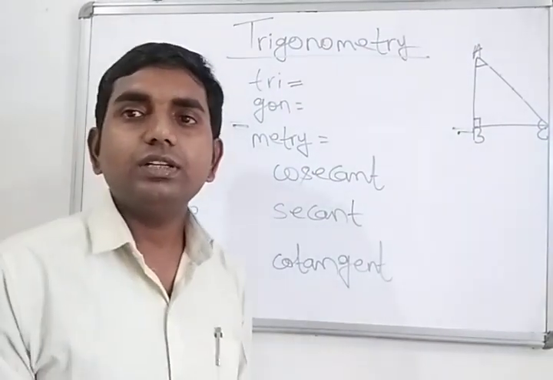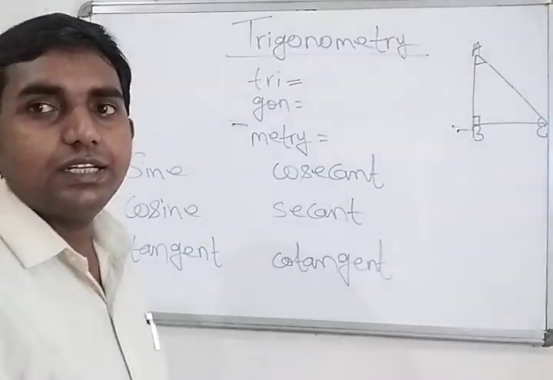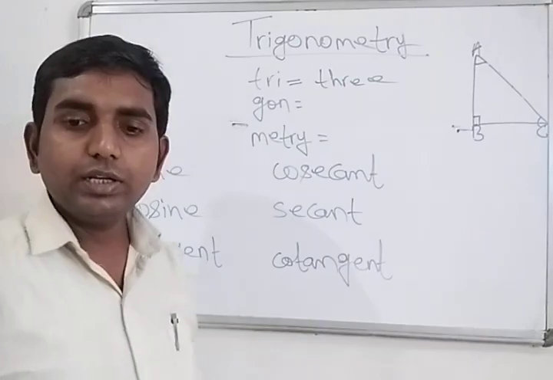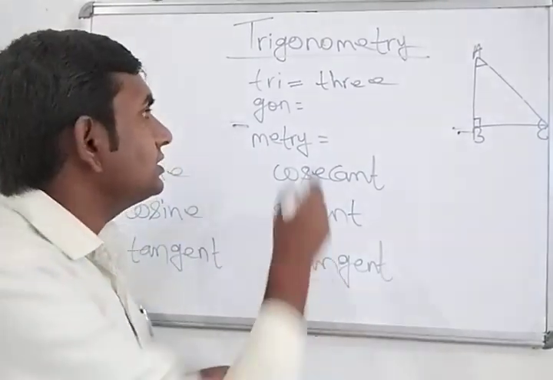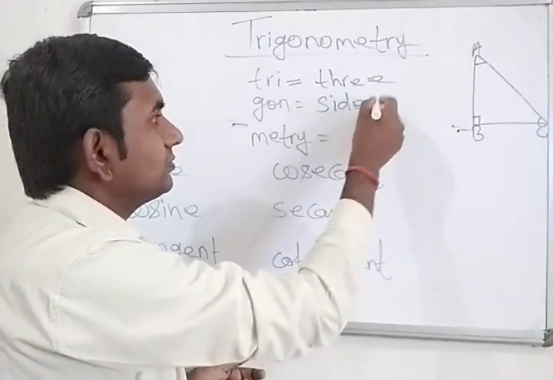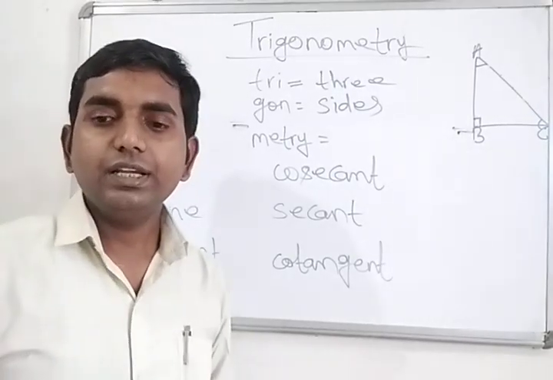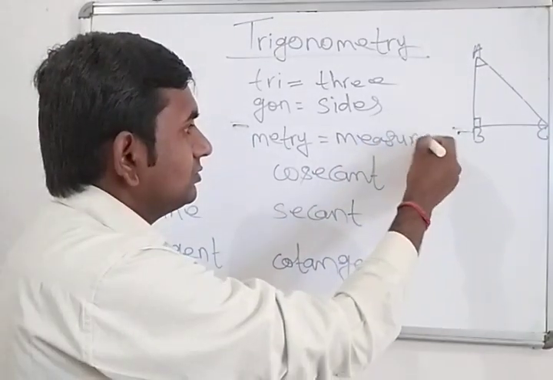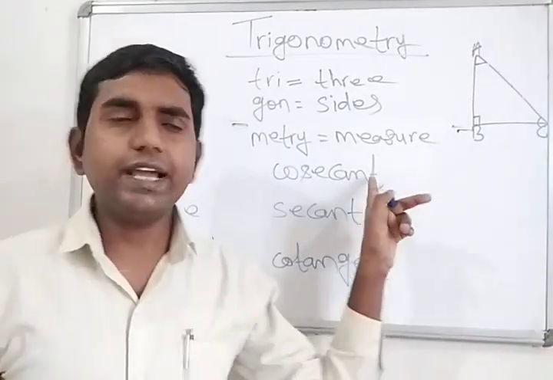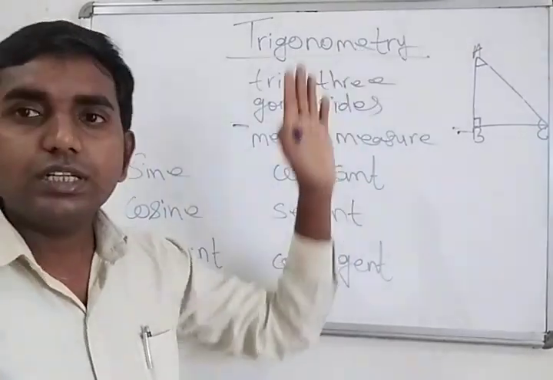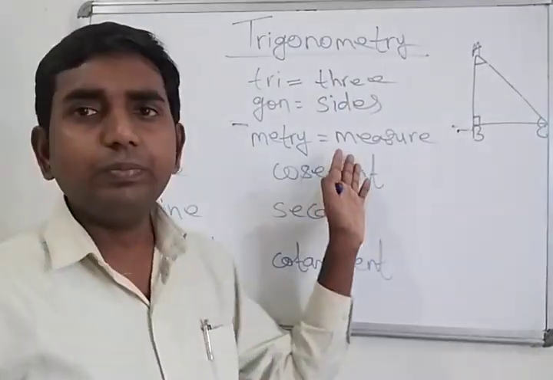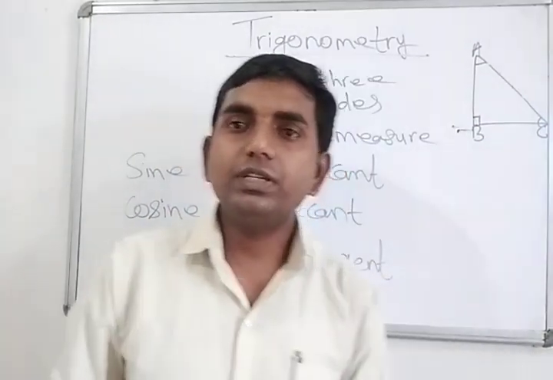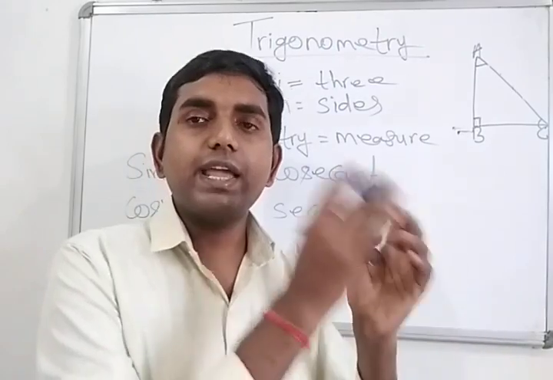Here tri indicates 3, gon indicates sides, and metry indicates measure. So it's clear that the meaning of this word is the measure of three sides of a triangle.